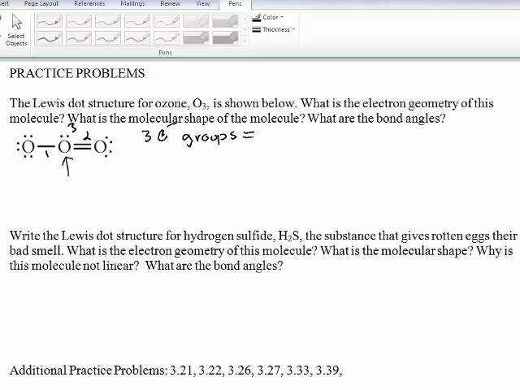What type of electronic geometry does that lead to? That's trigonal planar. So that's the electron geometry. So let's call it trigonal planar electron geometry. What is the molecular shape? Well, we have 1 lone pair. So that gives us 2 bonding groups.